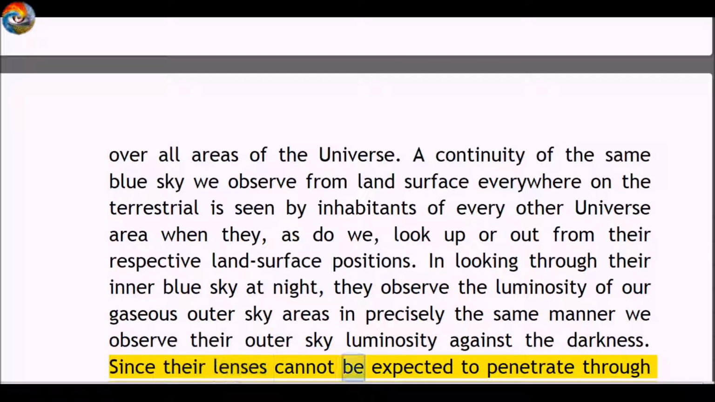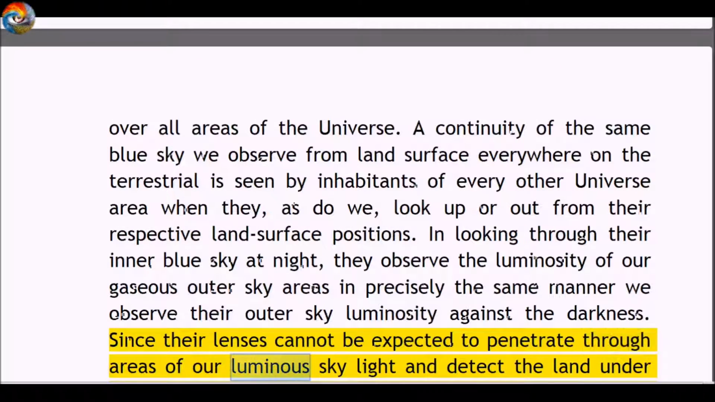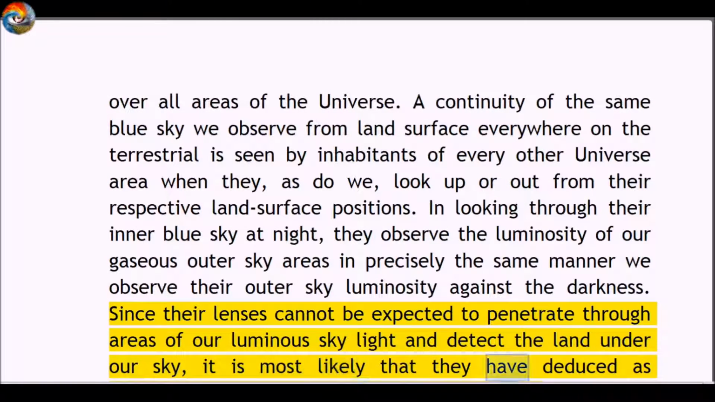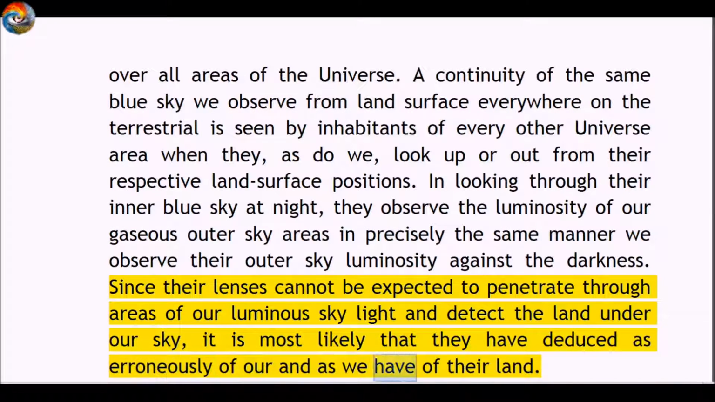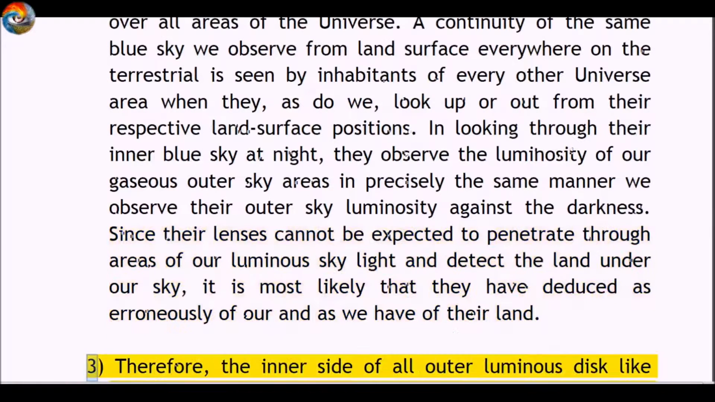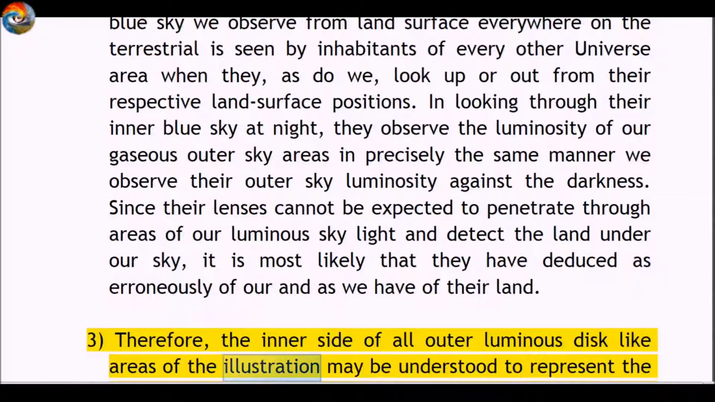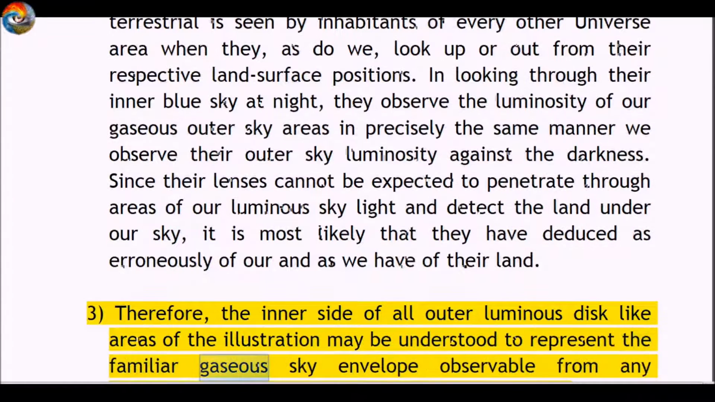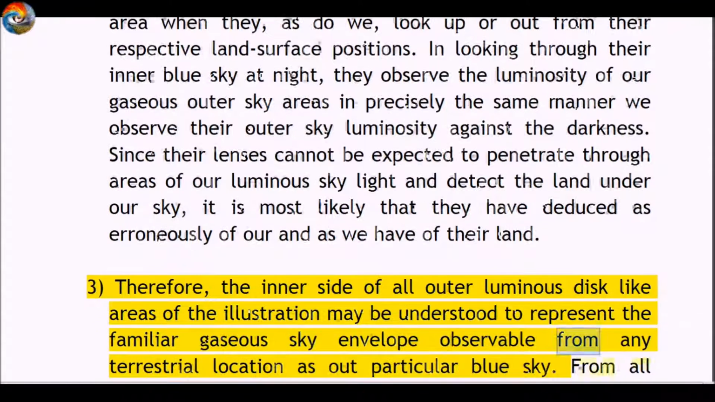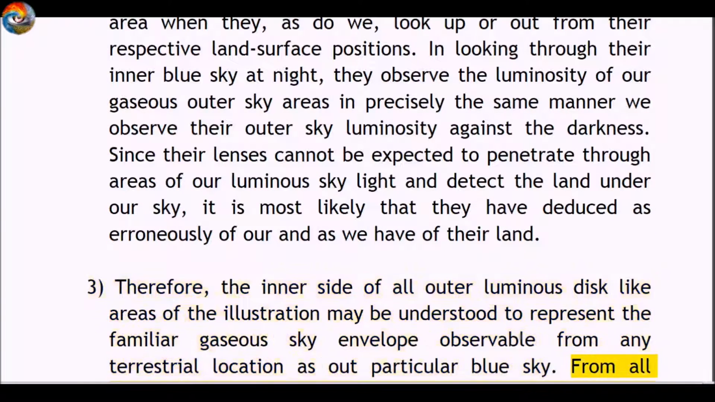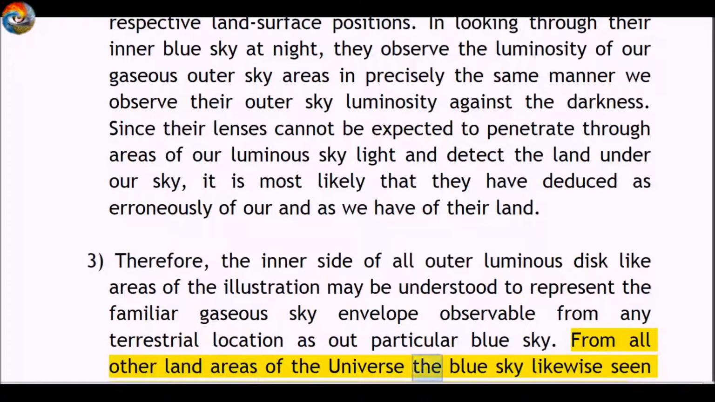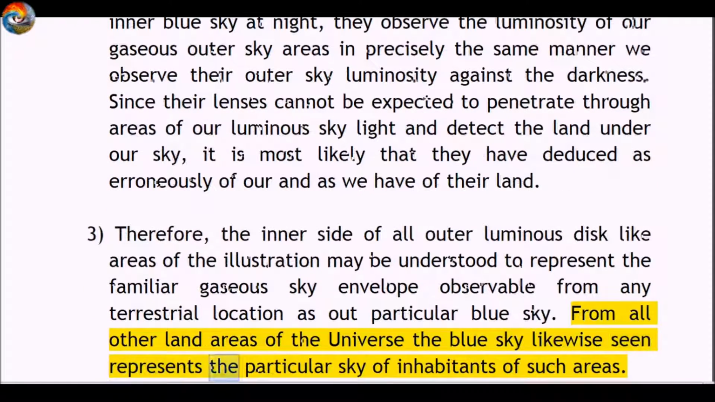Since their lenses cannot be expected to penetrate through areas of our luminous sky light and detect the land under our sky, it is most likely that they have deduced as erroneously of our end as we have of their land. 3. Therefore, the inner side of all outer luminous disk-like areas of the illustration may be understood to represent the familiar gaseous sky envelope observable from any terrestrial location as that particular blue sky. From all other land areas of the universe, the blue sky likewise seen represents the particular sky of inhabitants of such areas.